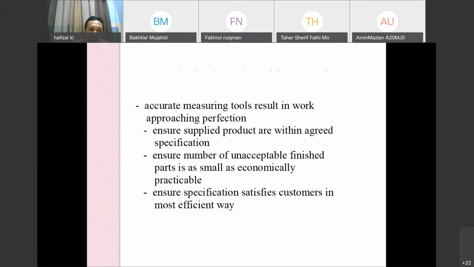To ensure the specification satisfies the customer in the most efficient way, so that we will produce a very good product that meets the specification of the objective, and also of our customer.